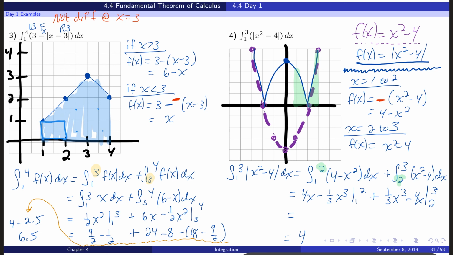Okay, that's it. That's all the notes for day 5. We're going to spend 4 days on the fundamental theorem of calculus. That's how important it is.